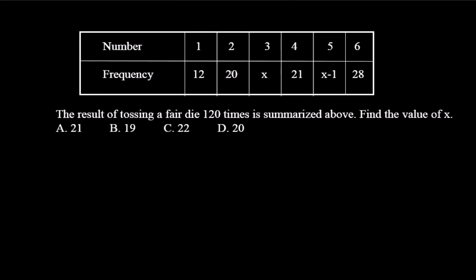Given the table above, the result of tossing a fair die 120 times is summarized above. Find the value of x. Now the table you've been given above, you've been told to use this table to find a solution to this problem. The result of tossing a fair die.